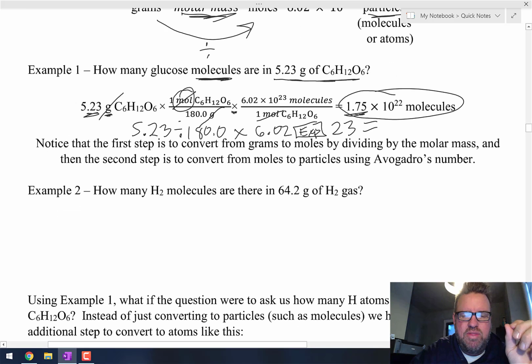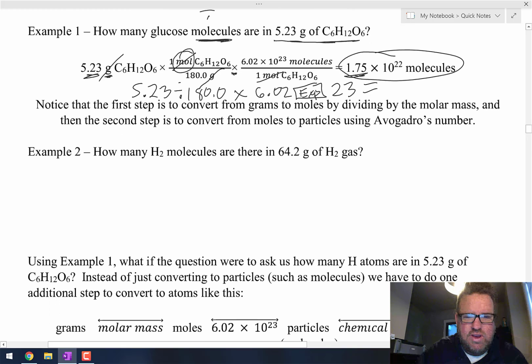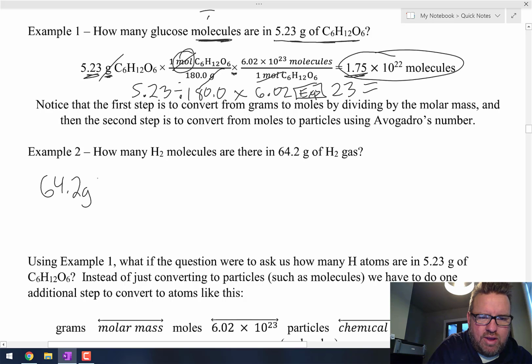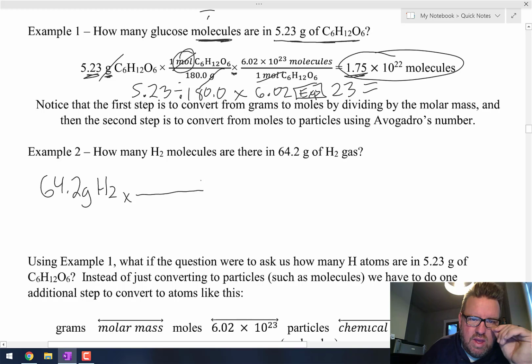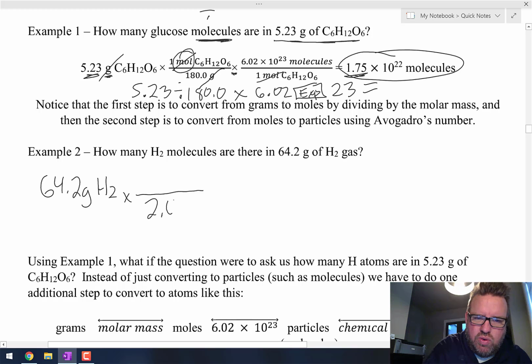Now, let's do the same thing. Now we're going to actually do it, though. I did that first one for you. Let's do this one here together. Let's take 64.2 grams of H2 gas. And again, what's our first step? Anytime you have grams, the only real step you can take is to convert to moles. So hydrogen has a mass of 1, but there's 2 hydrogens. So that's 2 grams in 1 mole of H2.